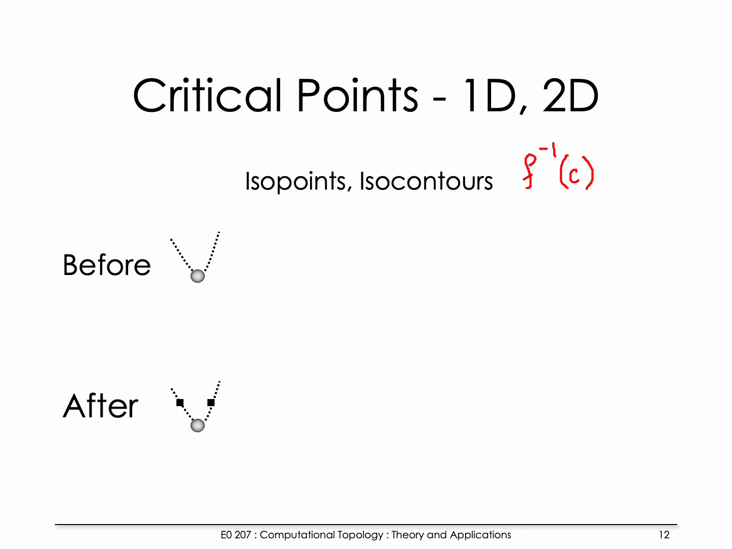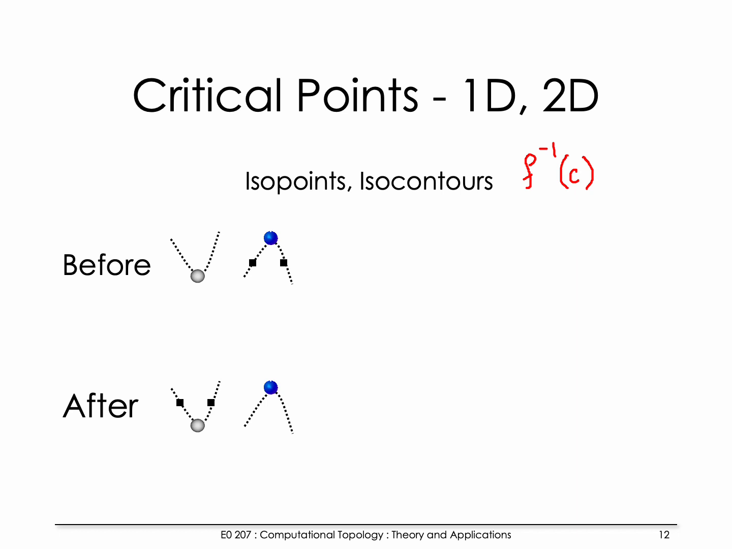Let's look at the before after picture for a maximum. So the maximum behaves in exactly the opposite way. Before you hit the scalar value of the maximum, you get 2 iso points. After you cross the scalar value of the maximum, none of the neighborhood points have a value that is greater than the maximum. So remember, we are looking only at a small neighborhood.